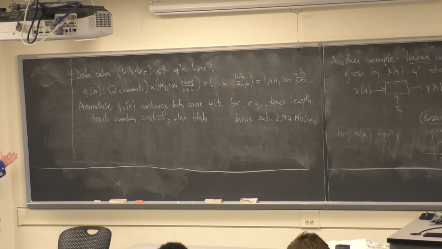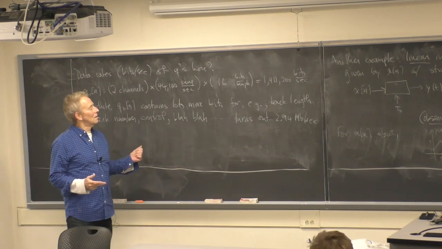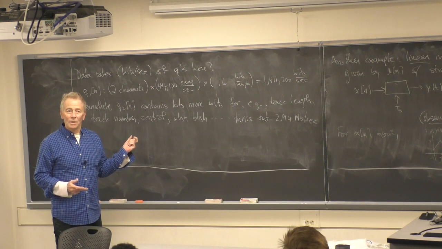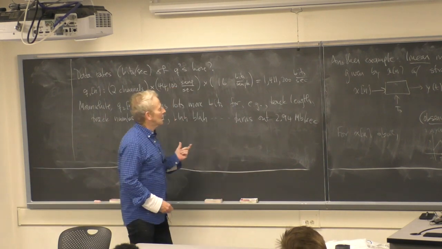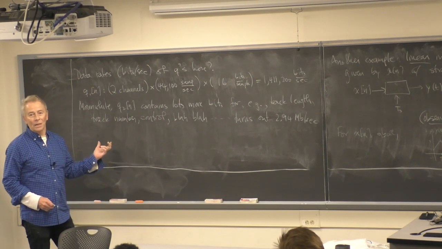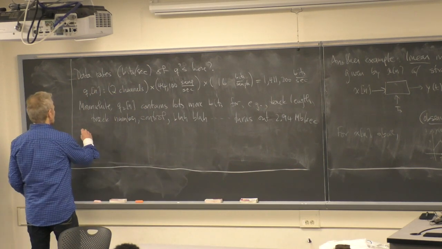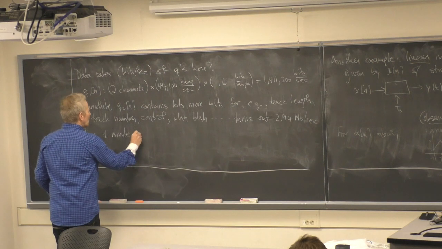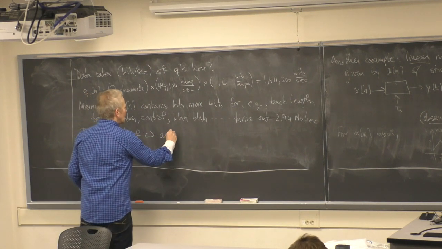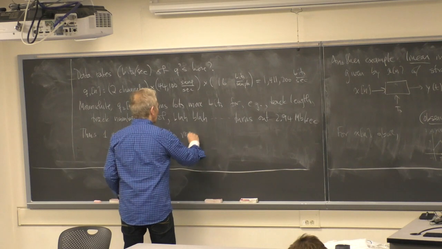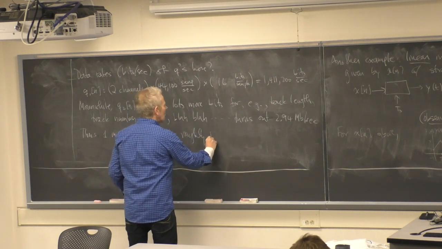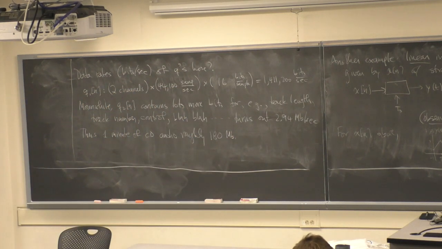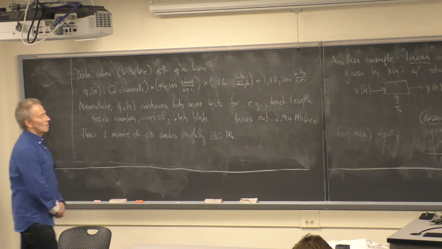So a second of standard CD audio is going to be about 3 meg. A minute of CD audio is going to be that times 60, which is about 180 megabits. So thus, 1 minute of CD audio is roughly 180 megabits. All right. That's the CD standard.